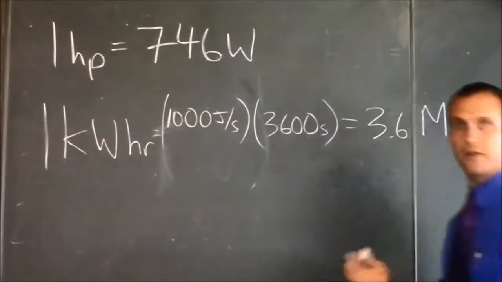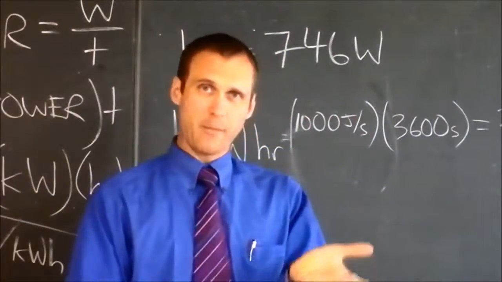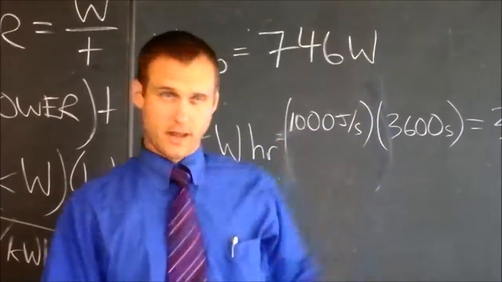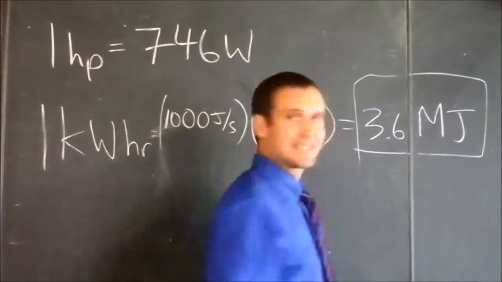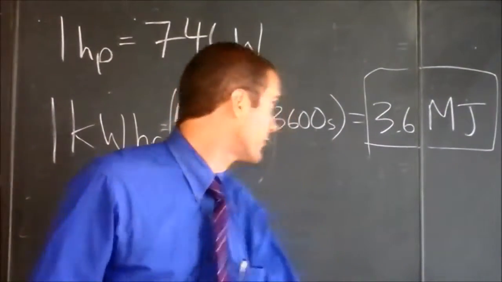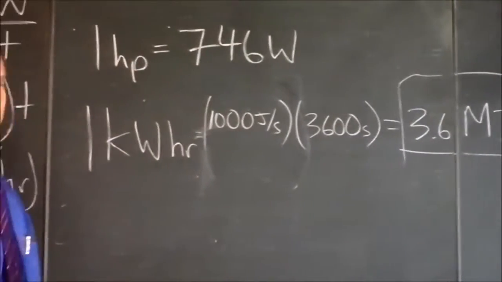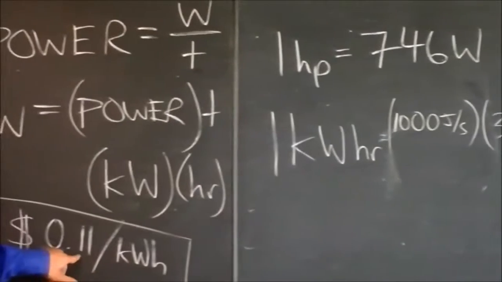And another way to think of energy, of course, is that 1 joule is the amount of energy required to lift 1 apple by 1 meter in Earth's gravitational field. With 3.6 megajoules, you could lift 3.6 million apples by 1 meter. Dang. And guess how much Ameren's going to charge you?